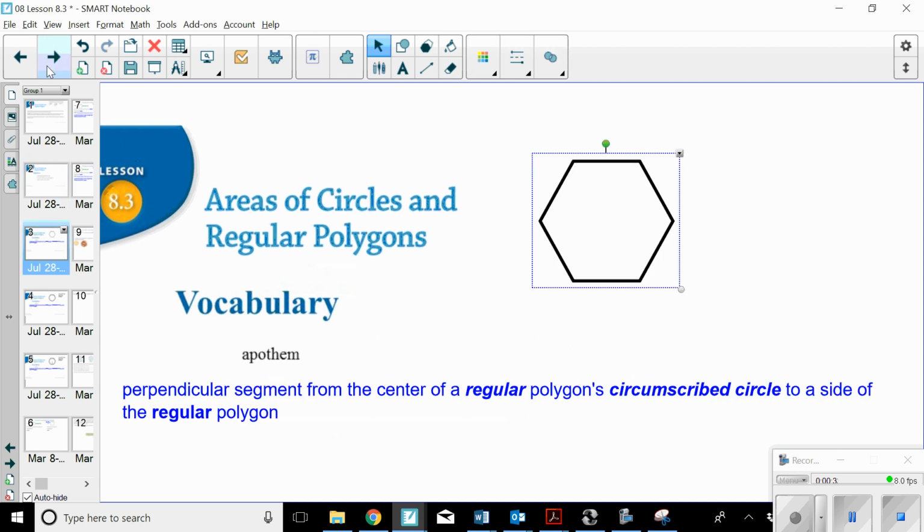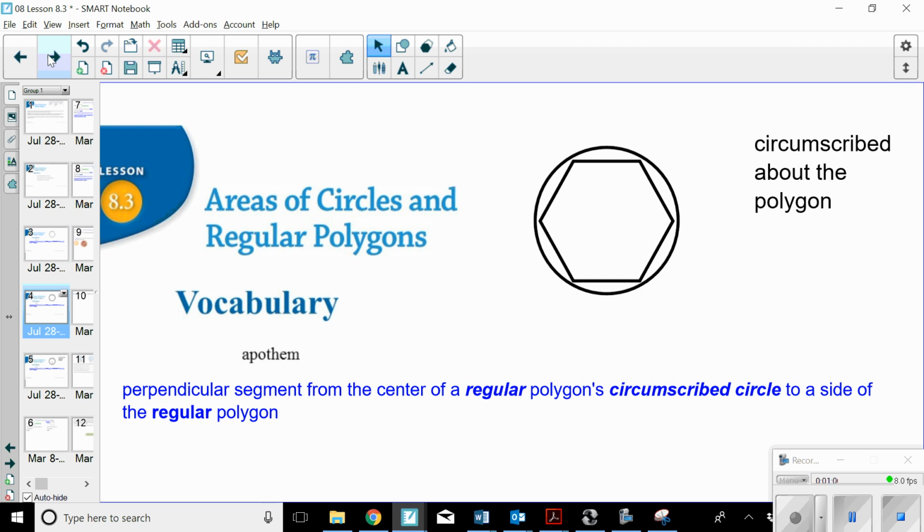So first we have a vocab term, and that vocab term is apothem, and that's a perpendicular segment from the center of a regular polygon's circumscribed circle to a side of a regular polygon. Now you have to remember the words circumscribed and regular. So regular polygon means the polygon has all equal angles and all equal length sides. And the circumscribed circle is a circle that goes around the polygon and touches all the vertices. So in this figure, the circle is circumscribed above the polygon.